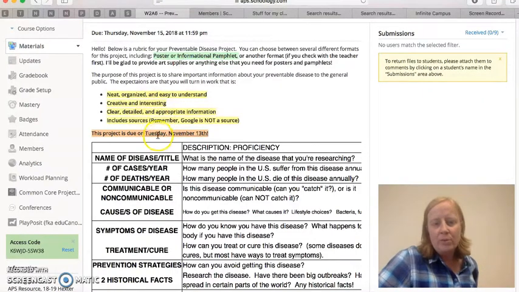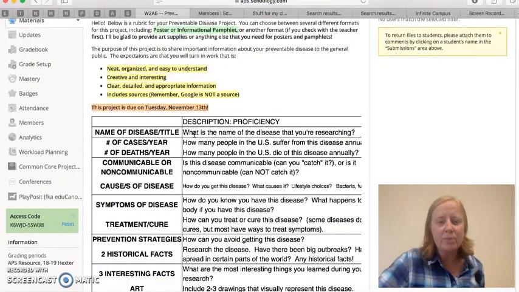It says here Tuesday, November 13th, but I'm going to make that due Wednesday. It should actually say Wednesday, November 21st. So I'm going to update that. My apologies.